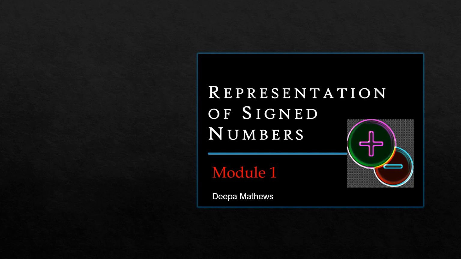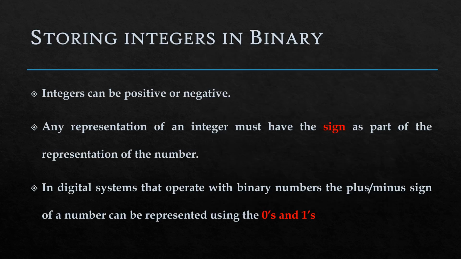Hello everyone. In the last video we discussed the various number systems, and in this video we are going to discuss the representation of signed numbers. How can we store integers in binary? These integers can be either positive or negative, right? So any representation of an integer must have the sign as part of the representation of the number. The sign part should also be considered while representing an integer in binary.